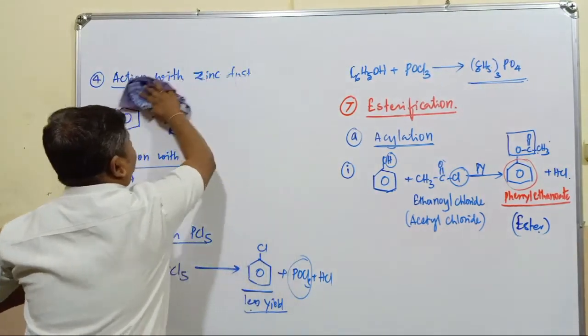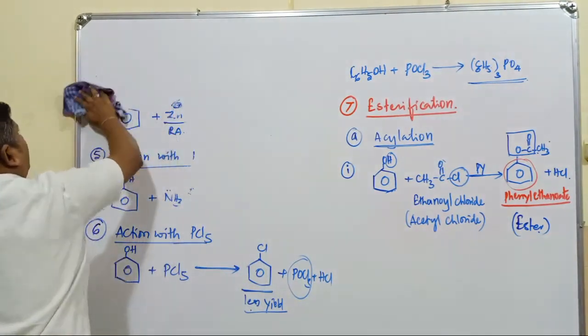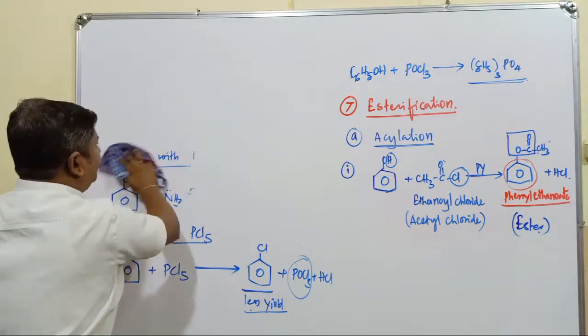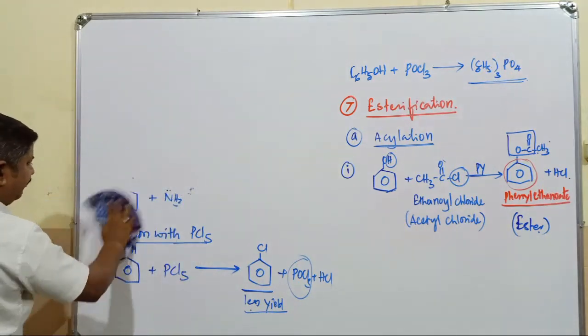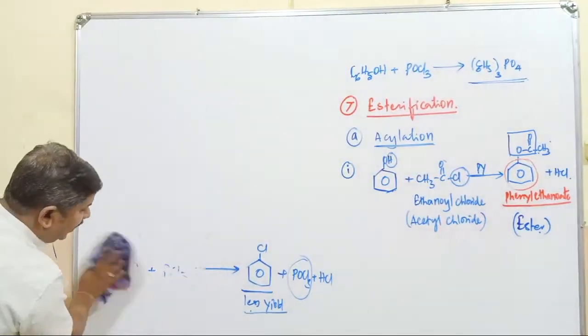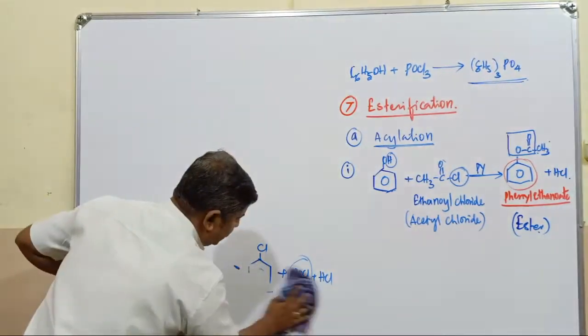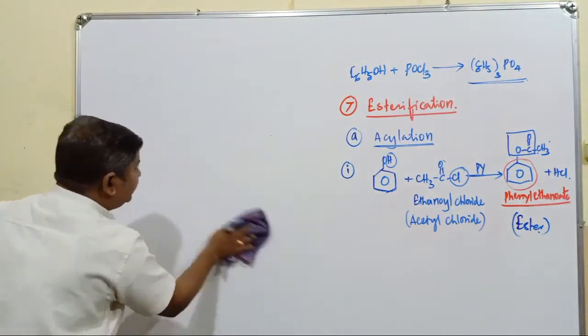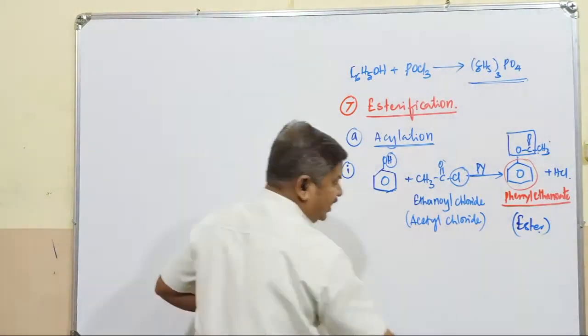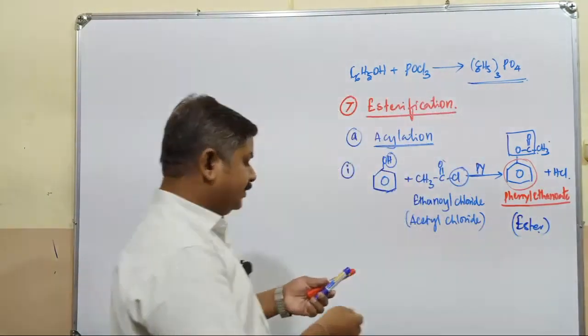Phenol reacts with acetyl chloride in presence of what? Pyridine. It gives rise to phenyl acetate or phenyl ethanoate. The common name of that compound is phenyl acetate. You can write this one as phenyl acetate also.